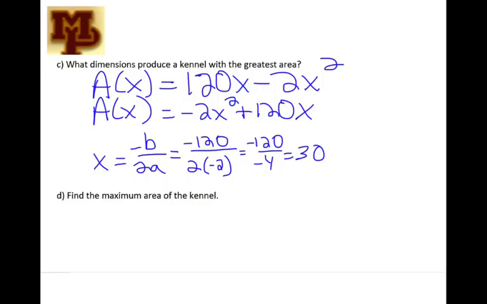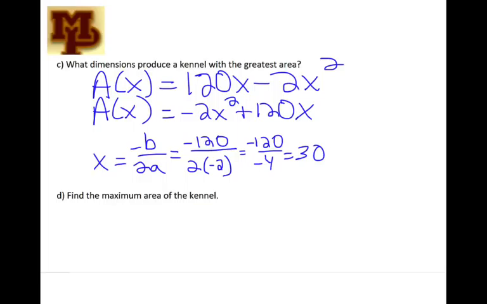And now if we want to figure out the maximum area, we could just do one of two things. We could just plug the 30 into the function, which is one way to do it. So we can do that. Or we can find the other dimension, which we need to do anyways. We need to find the other dimension.